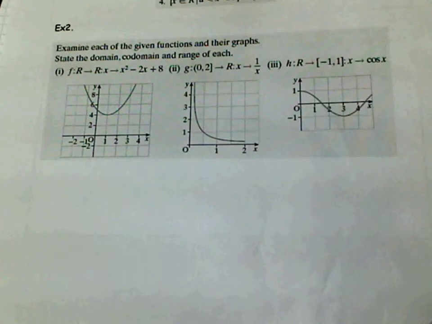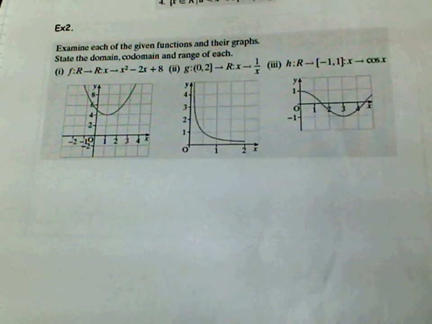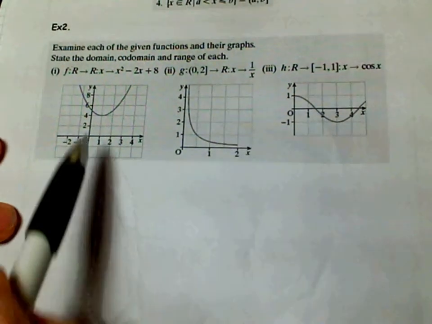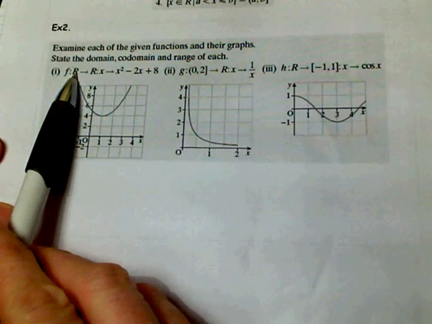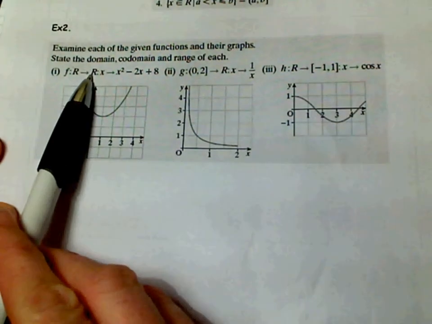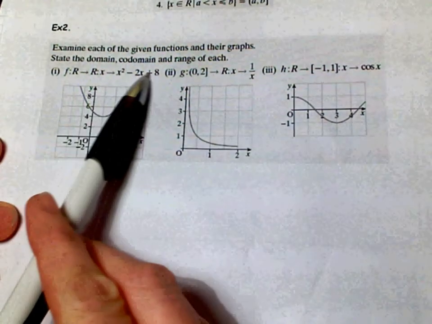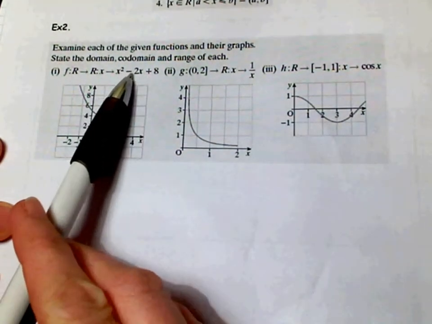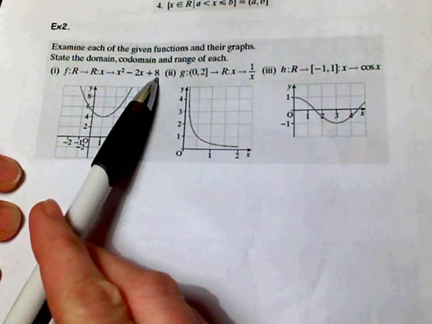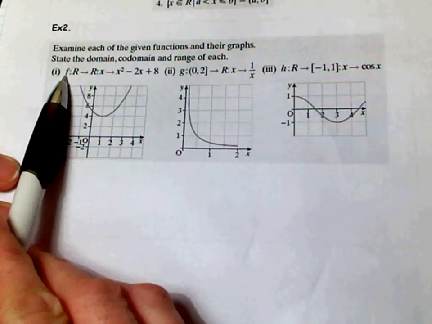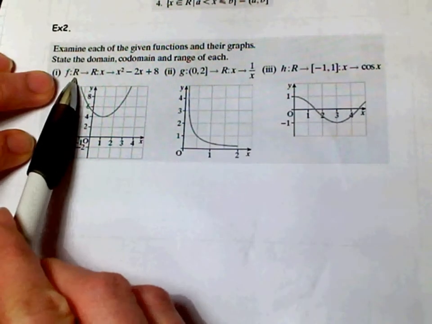Okay, so this example down here is very important. You're asked to examine the given functions and their graphs, and to state the domain, the codomain, and the range of each of them. I would think this is a possible exam type question. You're given a function from real numbers to real numbers, where x is your input value, and your output or y value is x squared minus 2x plus 8. So f is the name of the function, and this here is your domain.